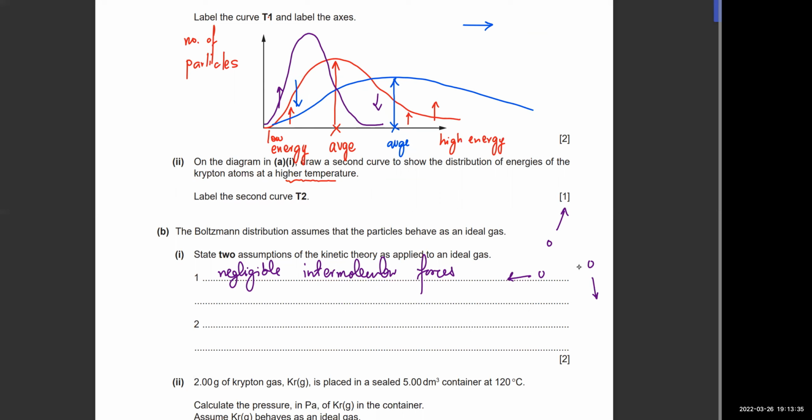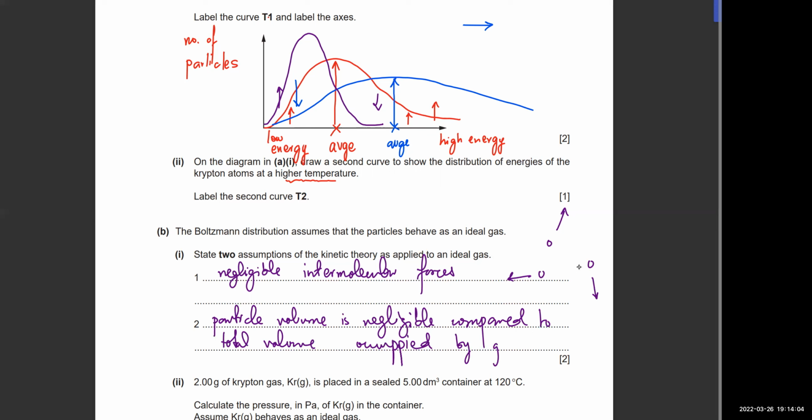Okay, second assumption. The second assumption is that the particle volume is negligible compared to the total volume occupied by the gas. Which basically means that if the gas is in a balloon, most of it is just empty space. The particle's own volume is negligible. The particle is really tiny, but the total volume that they're occupying is going to be huge, because most of it is just empty space.